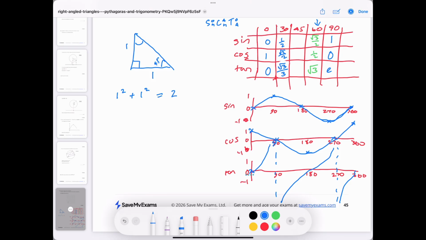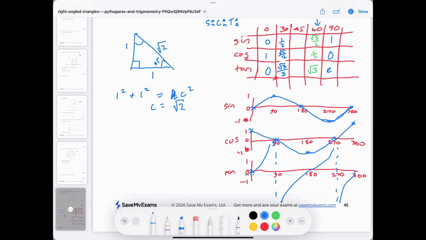2. But that's root 2 because it equals c squared. So that equals 2, which is root 2. So c equals root 2. So I did not explain that very well.